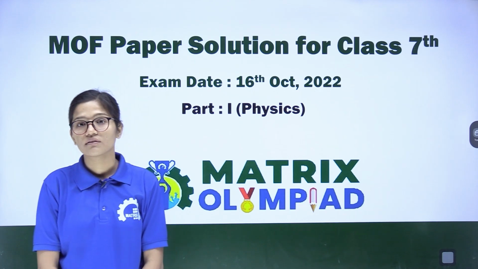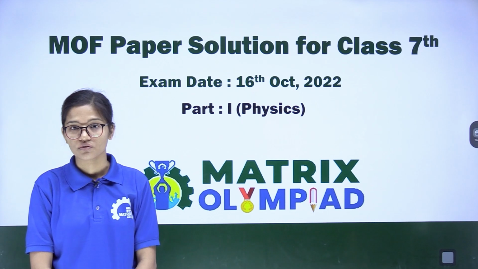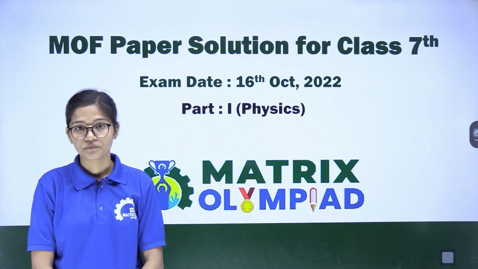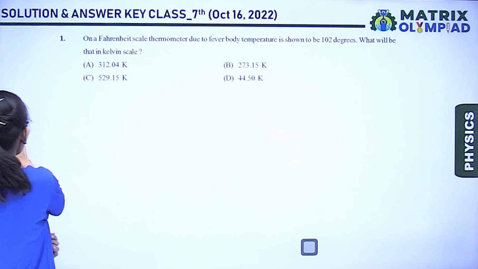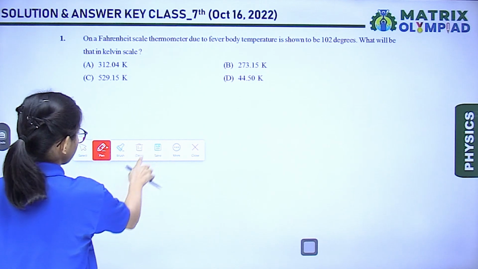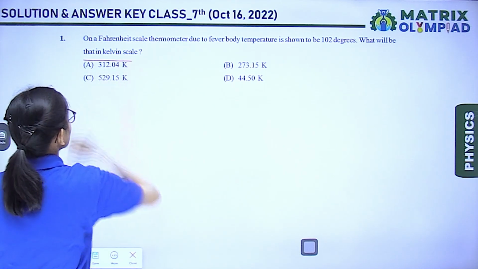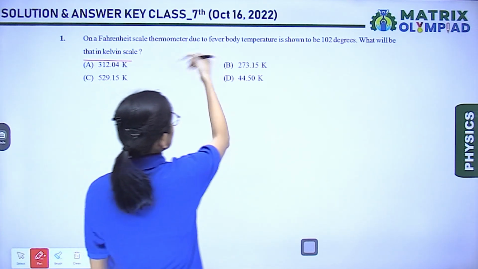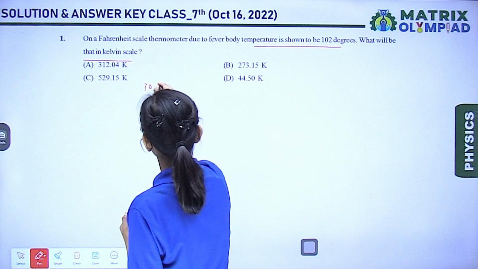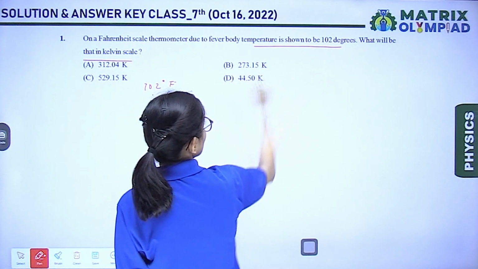We are going to discuss the solutions of MOF that was held on 16 October, and I'm here to discuss the solutions of physics. In question number one, the temperature is given in Fahrenheit and we have to convert the temperature into Kelvin. The temperature given is 102 degrees Fahrenheit, and we have to convert it into Kelvin.